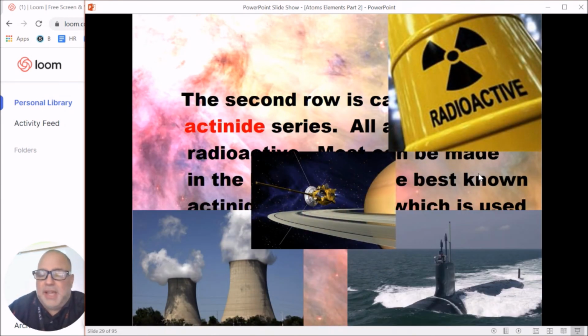So for these guys, because they're radioactive, they're used for things like nuclear power plants, nuclear submarines, spaceships, and things like that. So it's not that they don't get used, but it's usually for more government purposes.